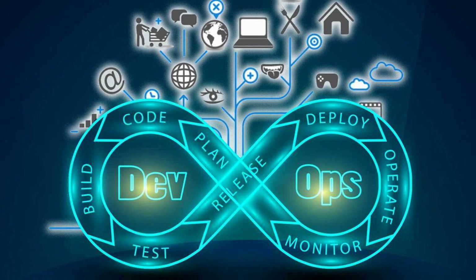Artifact packaging. The application is packaged as a Docker image, jar, or zip file. Deployment. The package is deployed to development, staging, or production environments. Monitoring and logging. Tools like Prometheus, Grafana, and Azure Monitor track application performance.